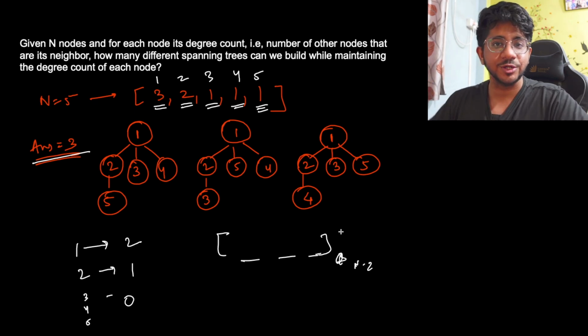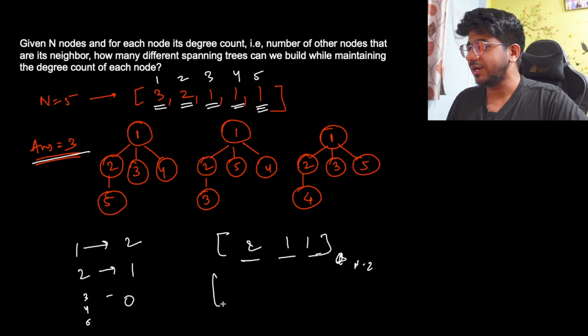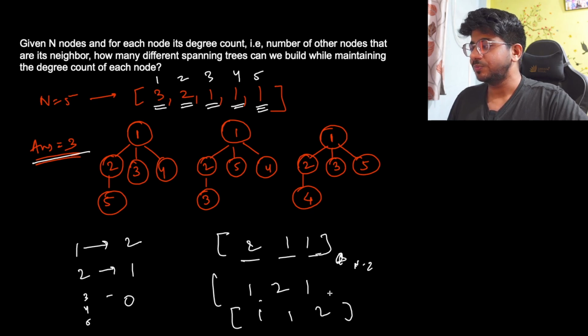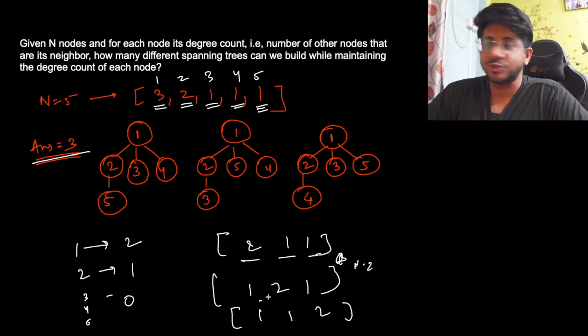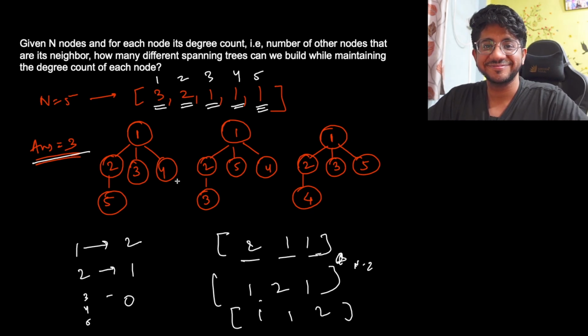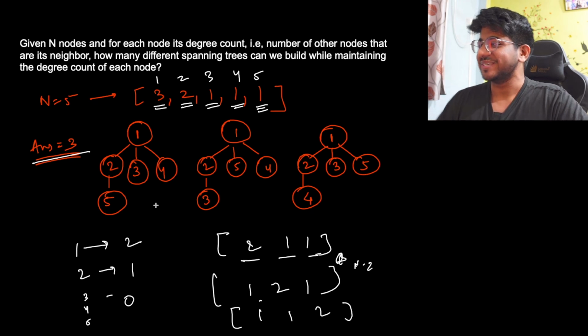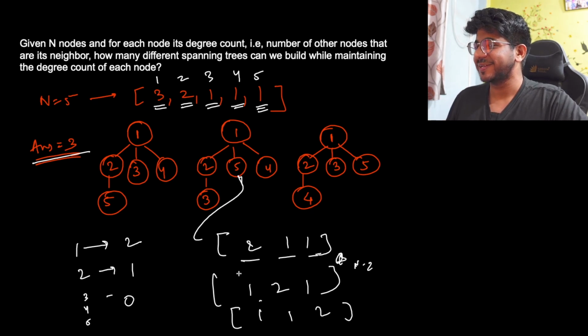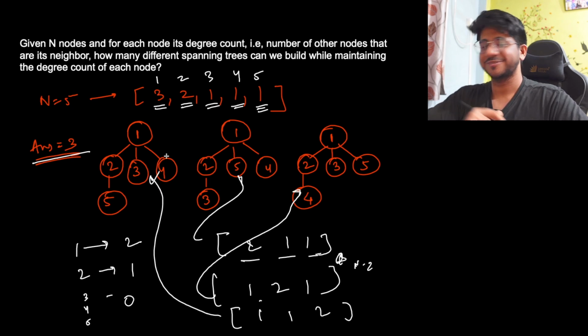How many different codes can you create? 2 can be over here: 1, 1, 2. 1 can be over here: 2, 1, 1. 1, 1, 2. So 3 codes. So 3 different trees. Each of these will correspond to one of them, right? Basically, this will correspond to this, this will correspond to this, and this will correspond to this.